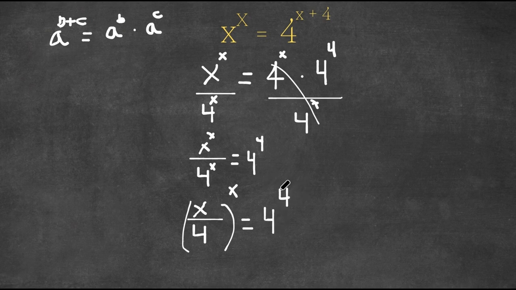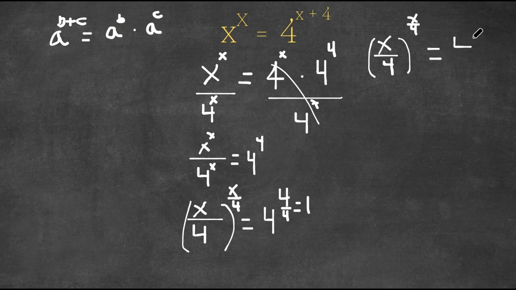Now we're going to take the 1/4 power of both sides. So we're going to power both sides to 1/4. This would make this equal to x over 4, right? And this side, 4 to the power of 4 over 4, and 4 divided by 4 is 1. So we're left with x over 4 to the power of x over 4 equals 4, because 4 to the power of 1 is 4.